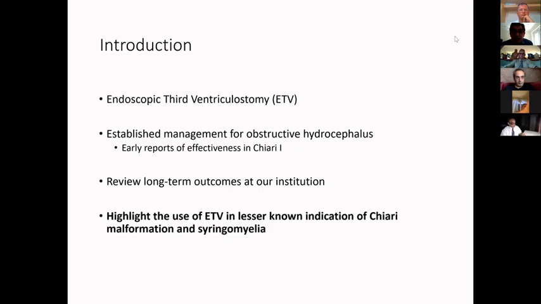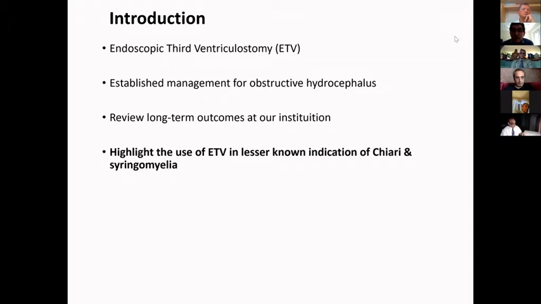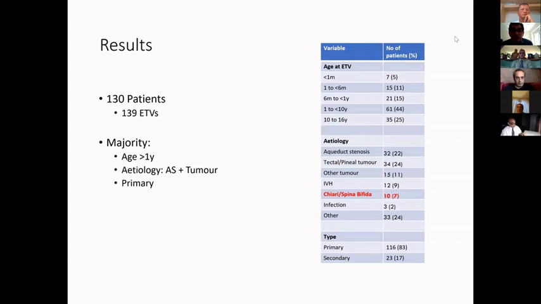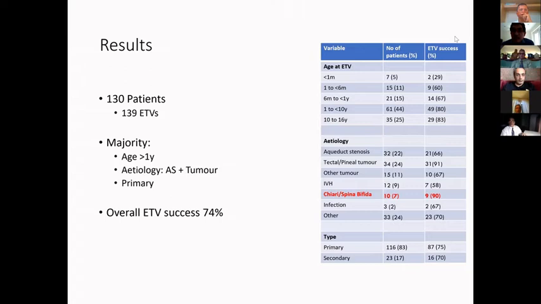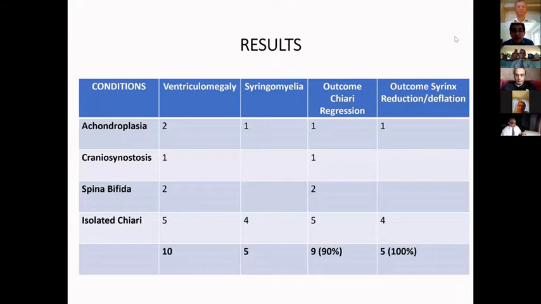So we ourselves did a study in our hospital looking at the effects of ETV. When we looked at all of our patients undergoing ETVs, we identified those that had a Chiari, spinal Chiari and syringomyelia. At the time that we presented this study, there were only 139 ETVs and 10 patients, but the number of those patients has now increased to 12. And what we found is that these patients had a 90% success rate in deflation of the syrinx and regression of the Chiari by a simple ETV. There were a number of associated conditions, but you can see that isolated Chiari was one of the significant sets of patients that we had done ETV on, more than 50%.